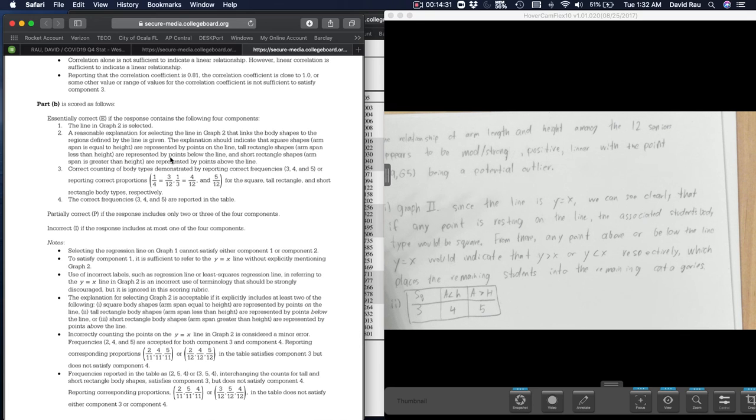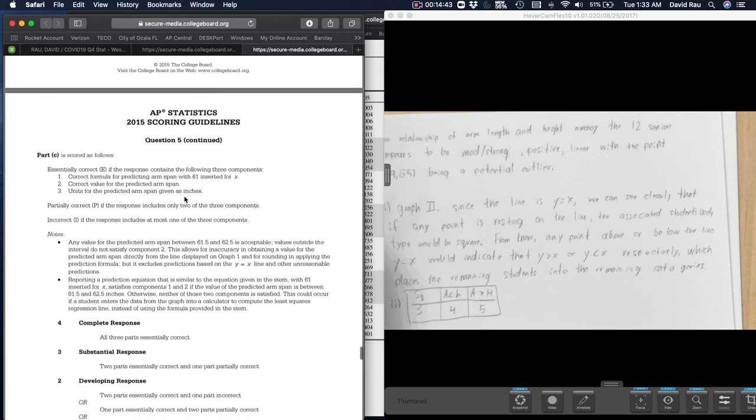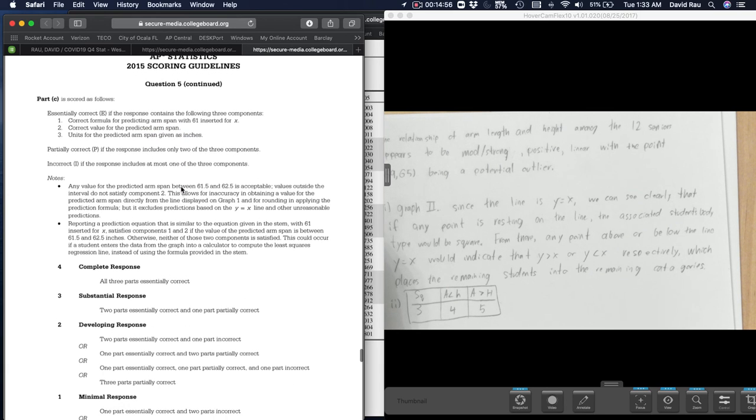Okay, again, graph 2, give reasonable explanation of graph 2. I think I covered that. And then 3, 4, and 5. Okay, last but not least, correct formula for predicting arm span was 61 inserted for x, correct value for the predicted arm span, and units given in inches. So there you go.